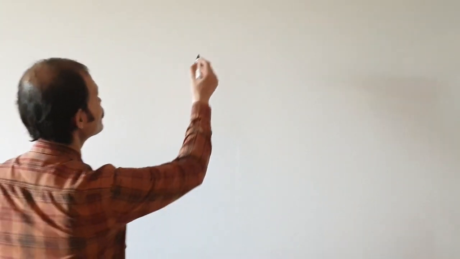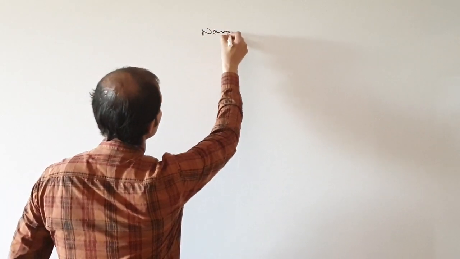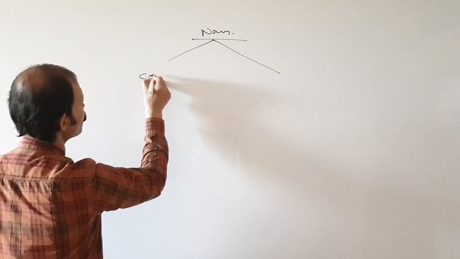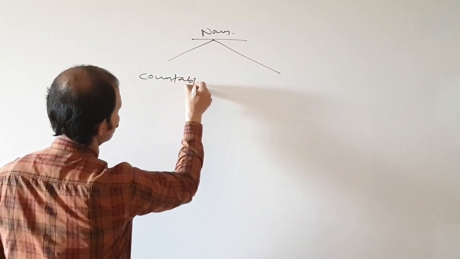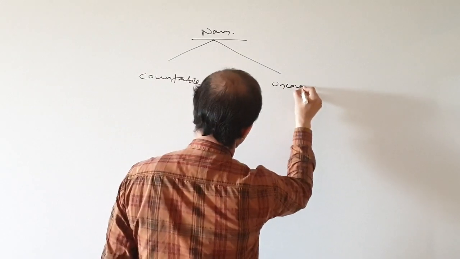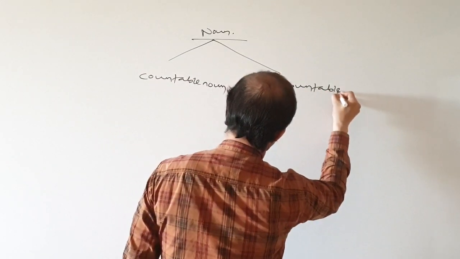You listened in the earlier video, I told you about five types of nouns: common noun, proper noun, collective noun, material noun, and abstract noun. Today, we have to discuss another two types of nouns. So now we have to discuss further two types of noun. One is countable noun and the next one is uncountable noun.